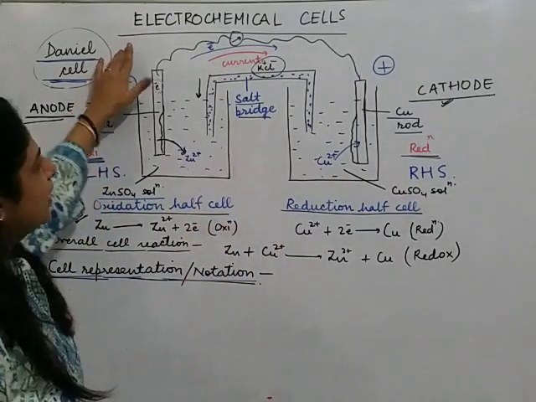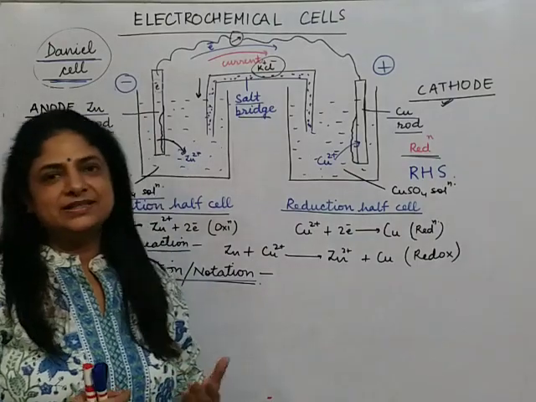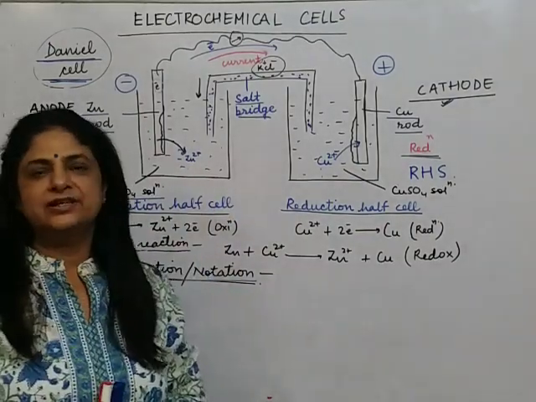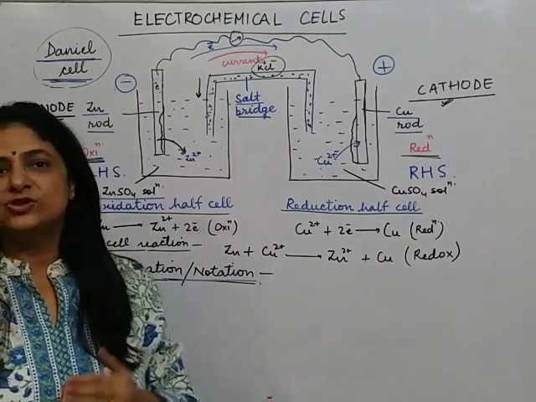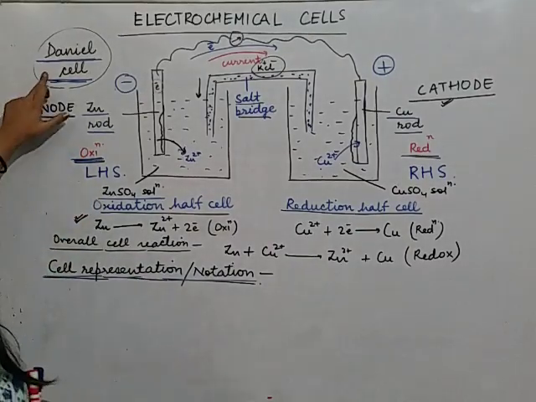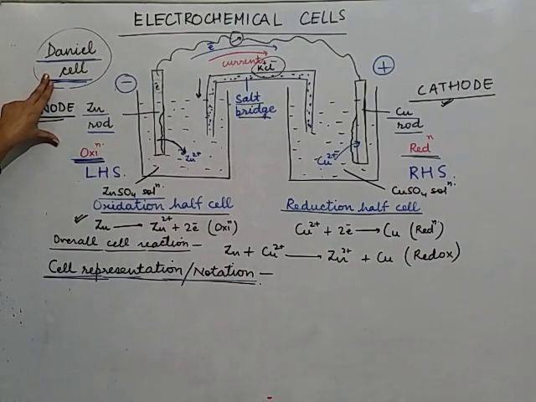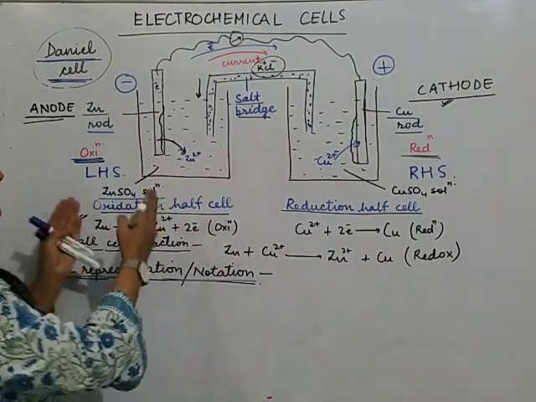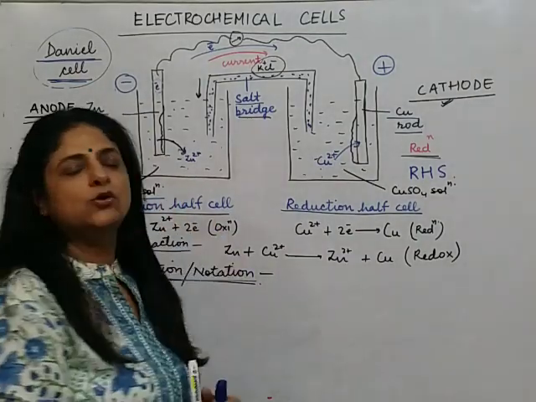So in electrochemical cells, we know that these are the cells which convert chemical energy into electrical energy. They are the cells which generate the electric current. We have taken the example of the Daniell cell here. In this case, for the anode we take a zinc rod and for the cathode we take a copper rod.